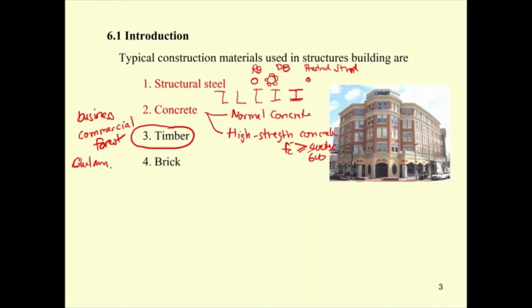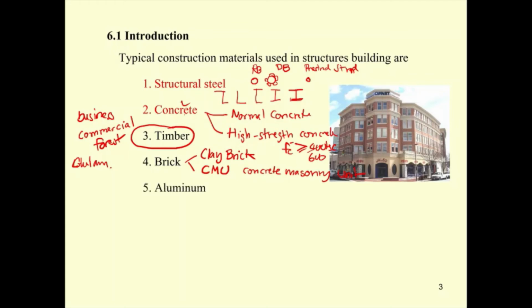And the fourth is brick. Typically we have two types of brick. One is clay brick, that is the typical old style brick. Another one is the concrete masonry unit. That is the brick unit built by using concrete.